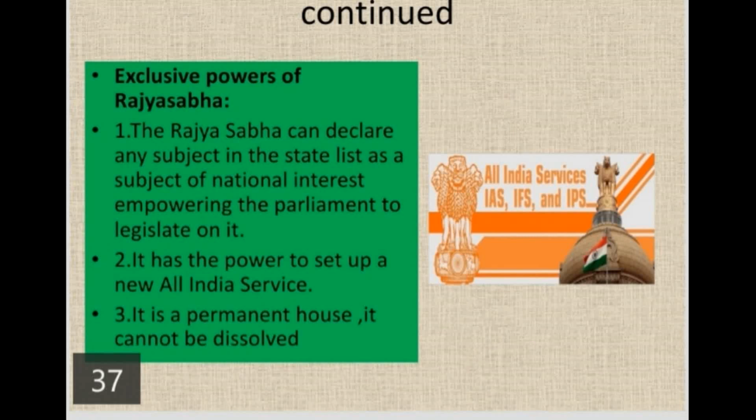And Rajya Sabha is a permanent house. It cannot be dissolved like Lok Sabha. Lok Sabha dissolves every 5 years in general, and later it gets freshly elected. But Rajya Sabha is not like that. It's a permanent house where the members enjoy a term of 6 years, and every 2 years some of them retire and the house continues without any dissolution.